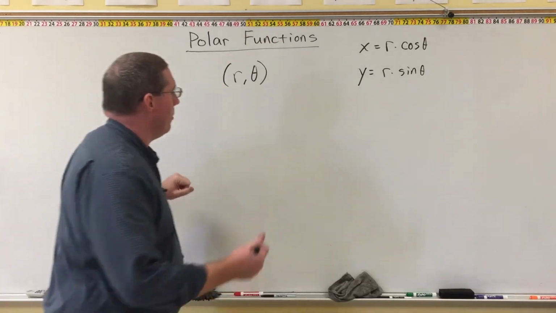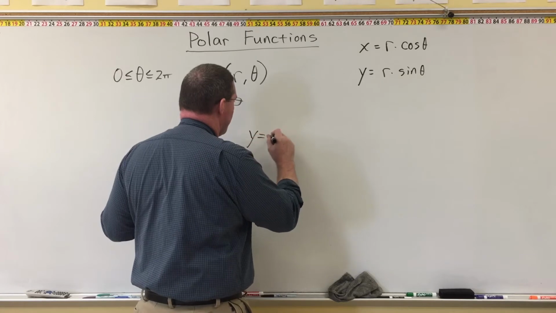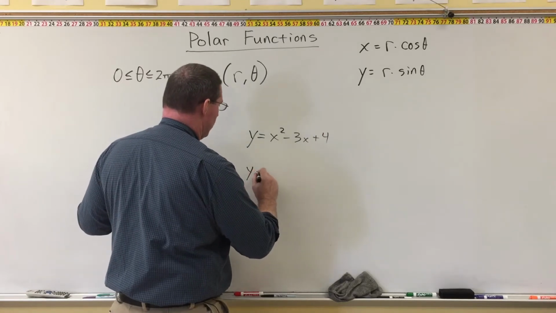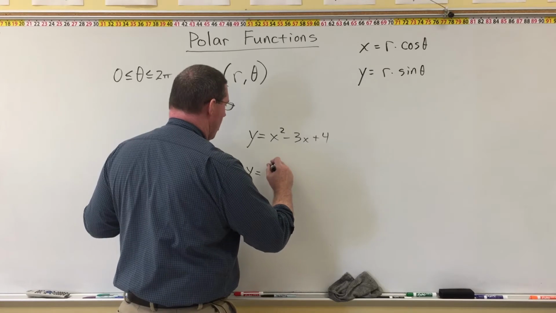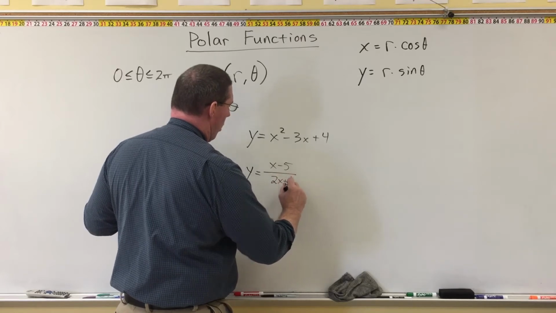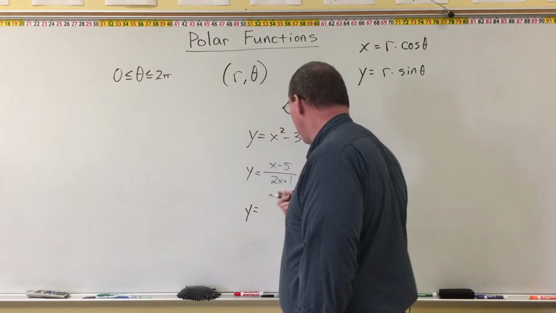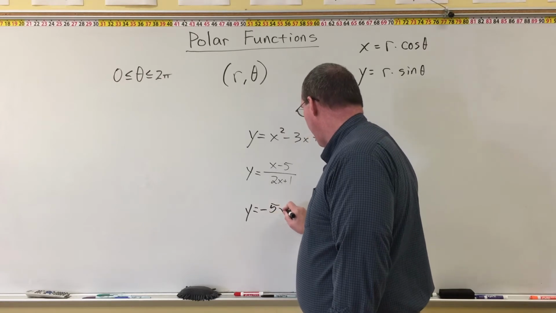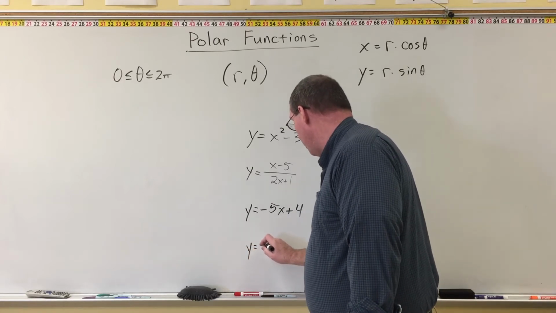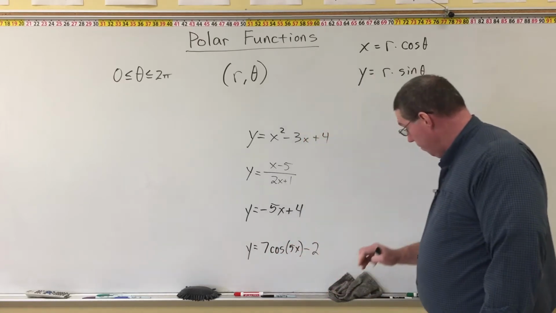All right, now let's talk about functions. What do we understand about functions? Well, we know that functions, very simply, can be something like y is equal to x squared minus 3x plus 4, right? We've also learned about rational functions this semester, which would be like y equals x minus 5 over 2x plus 1, okay? And other kinds of very interesting stuff. Here's a rational function, here's a quadratic function. We also have linear functions, which take on mx plus b, like negative 5x plus 4. We just learned about trigonometric functions like 7 cosine of 5x minus 2. So there's all different kinds of functions.